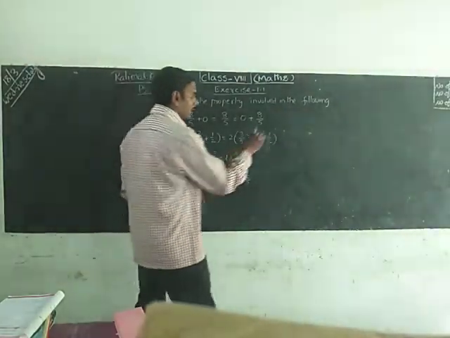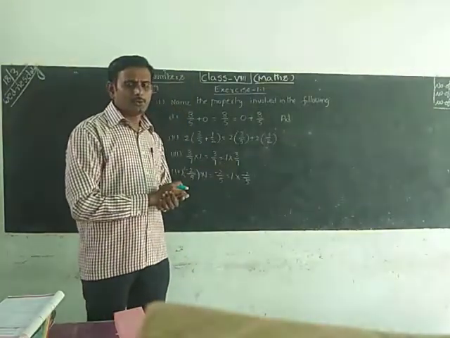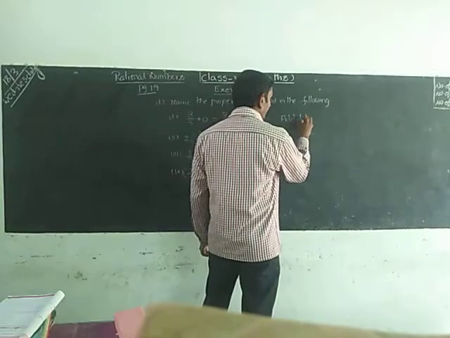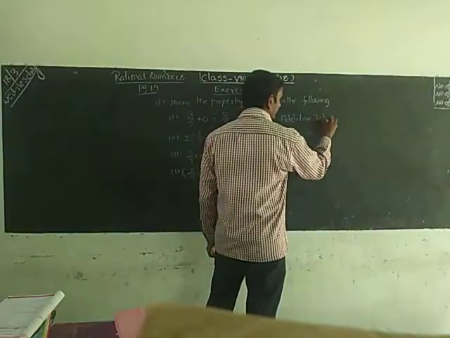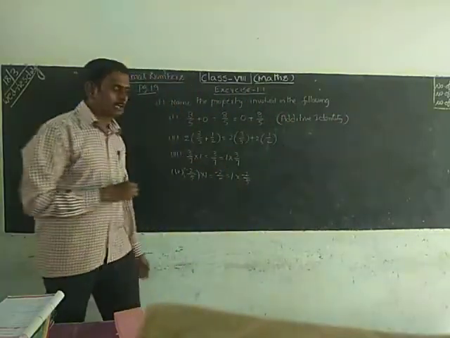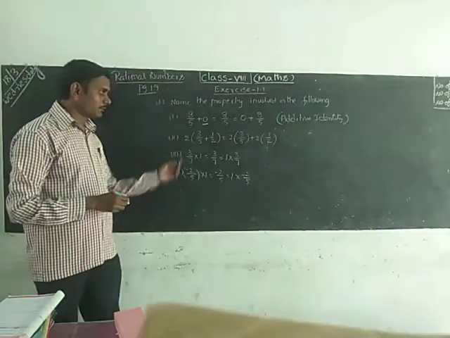Additive identity. When 0 is added, the property is additive identity. 0 is called the additive identity. Next, go for this one.